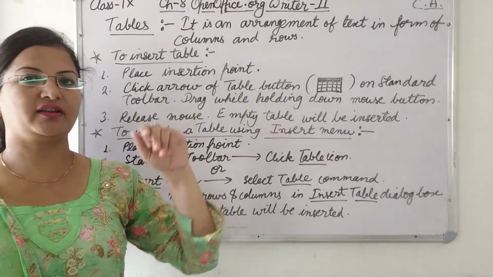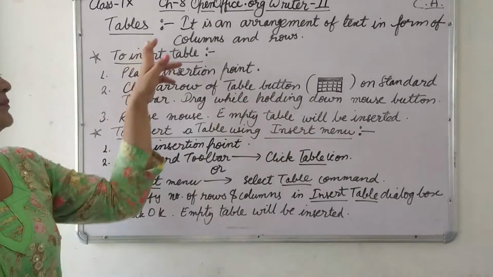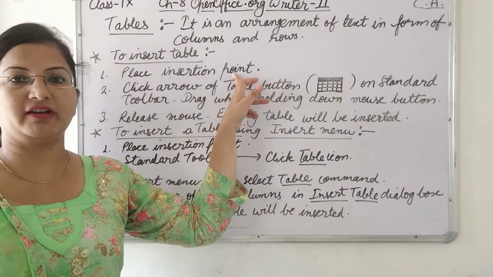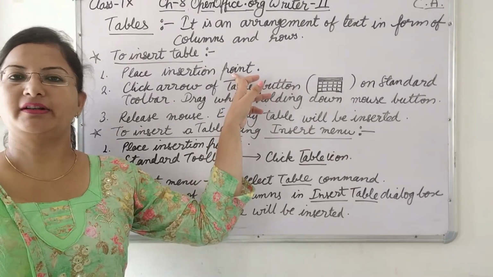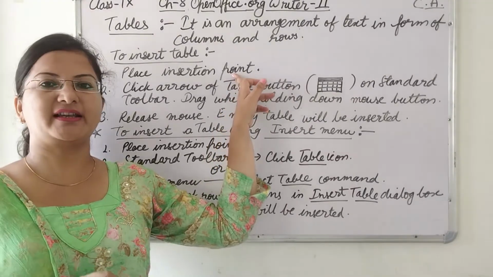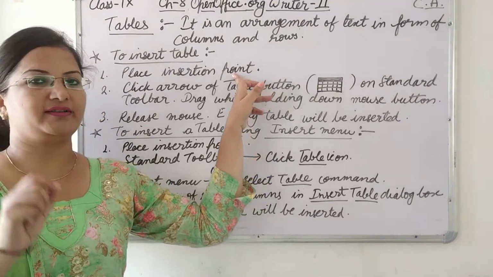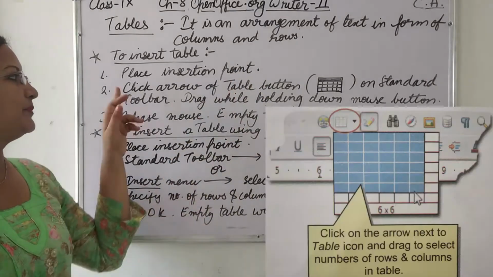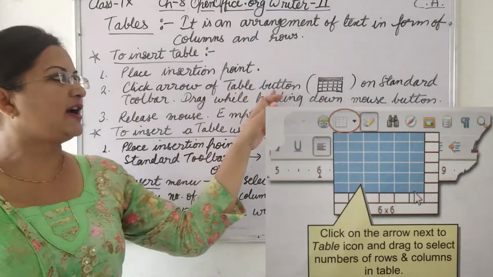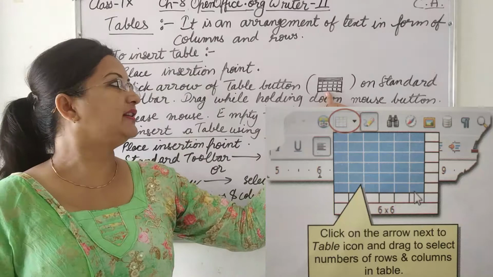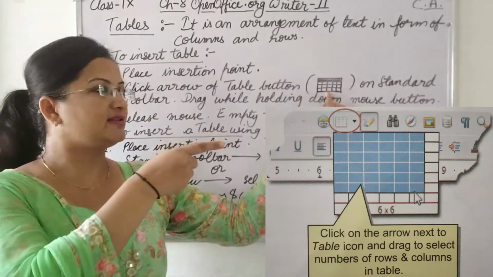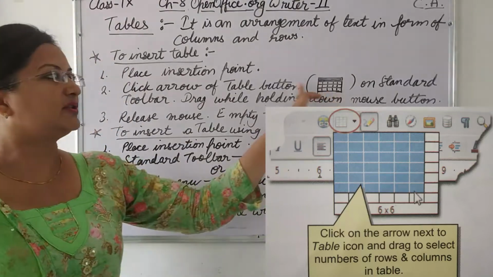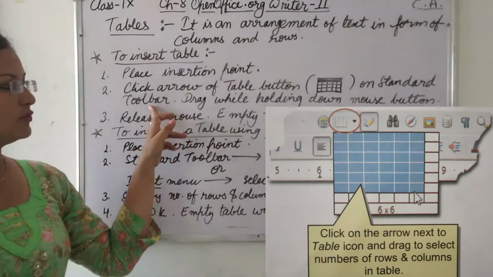Okay, menus are there just below the title bar. So first of all, to insert the table, we have to place the insertion point where we want to insert the table. Okay, we have to go to the particular cell and there we have to click to place the insertion point so that the table can be inserted. Then after that, we have to click on the arrow button, okay, near the table button. Just near table button, there will be a small arrow. We have to click that arrow. Okay. So this table button is there on the standard toolbar.